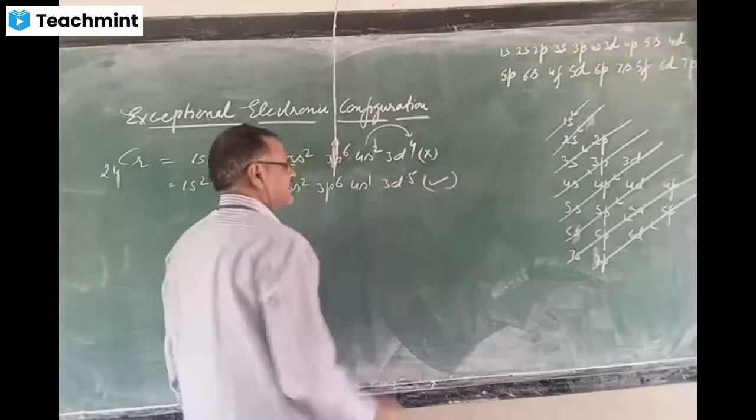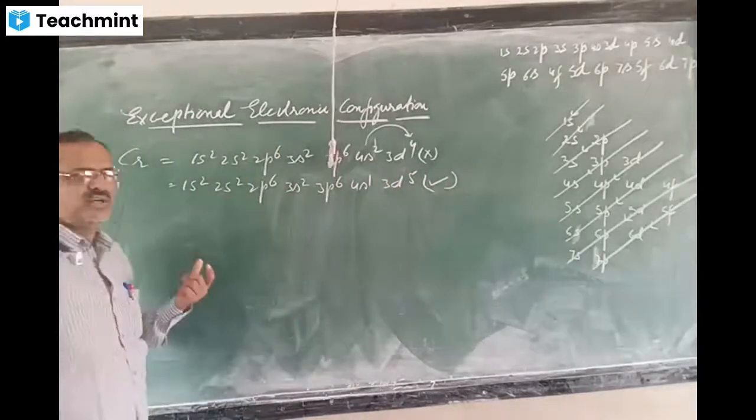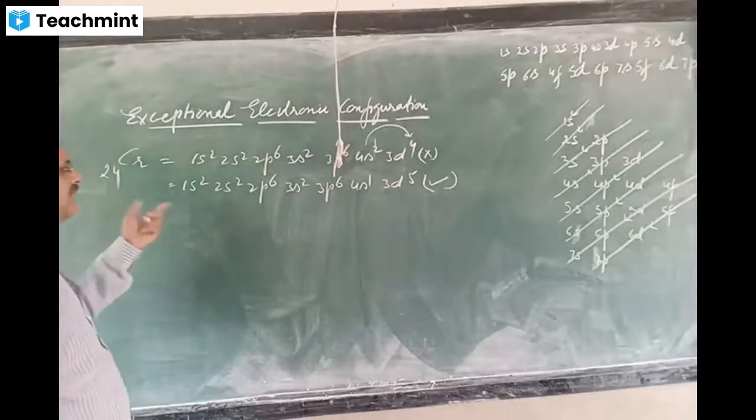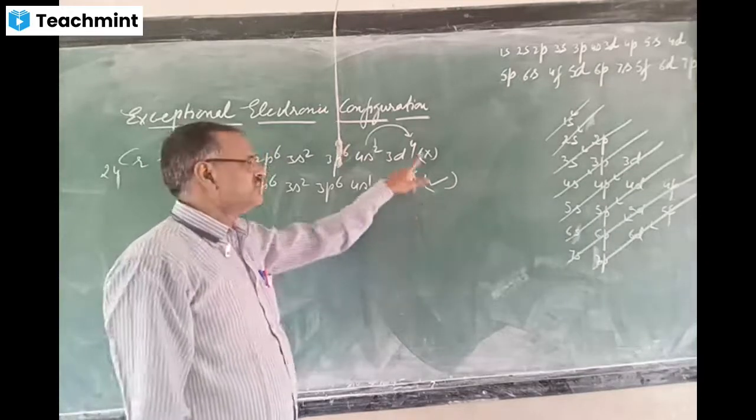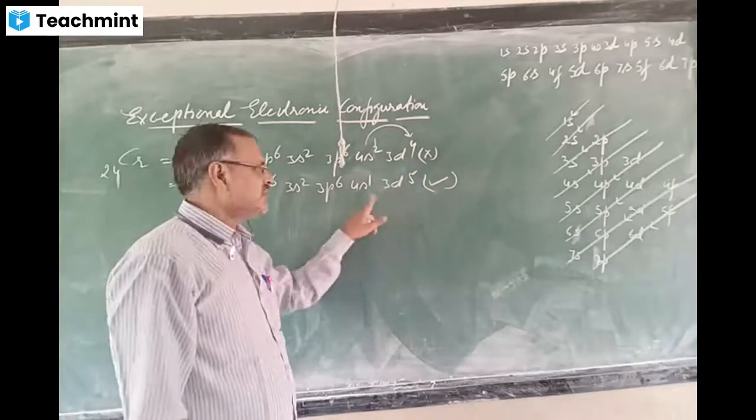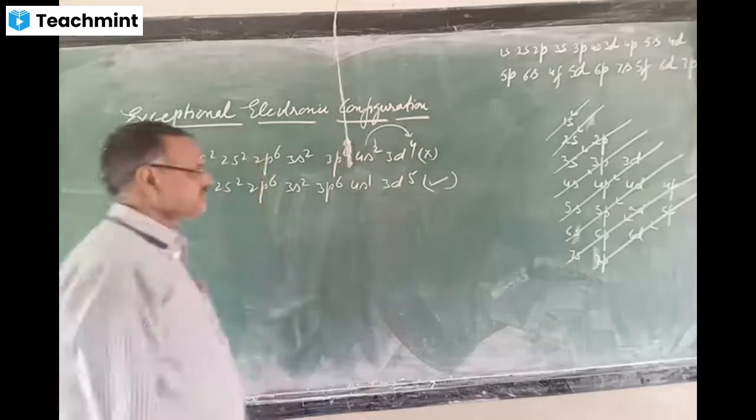So in the exam, if it is asked to write the electronic configuration of chromium, then you have to write this only, directly. No need to write the wrong one first and then the correct one. Directly you can write this one.